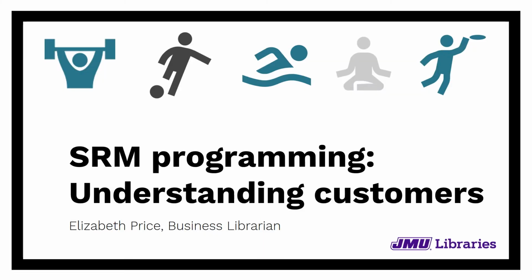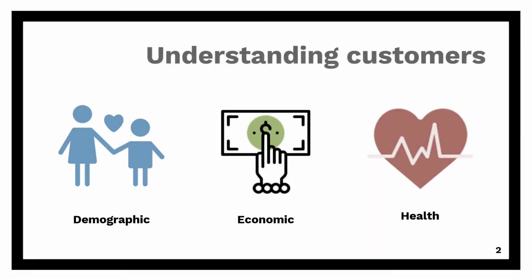This video will show you how to research who lives in the City of Charlottesville to see if your programming plans will fit their needs. There are three main types of data that are easy to find about your community: demographic data, economic data, and health data.